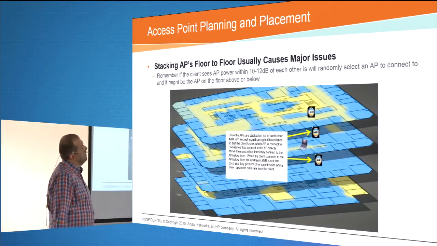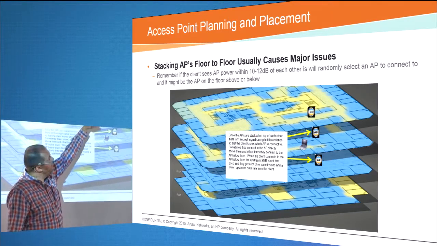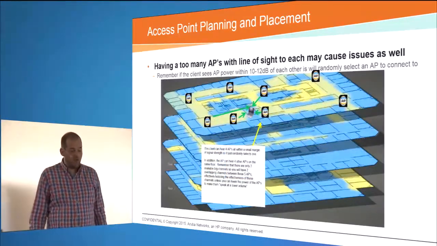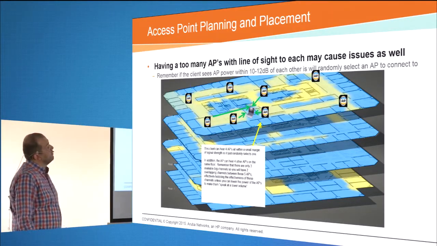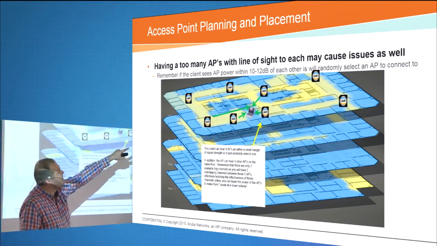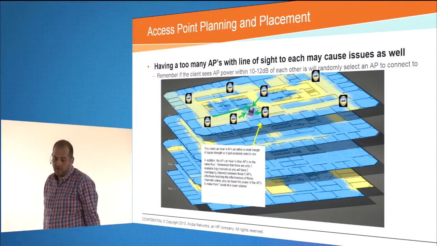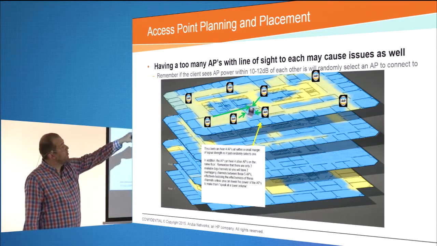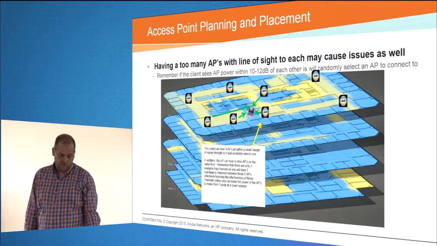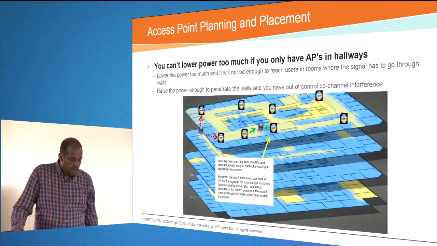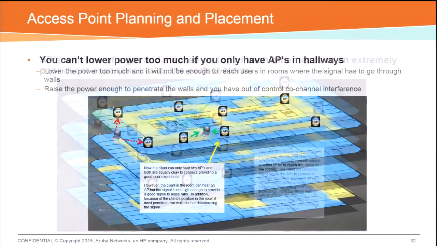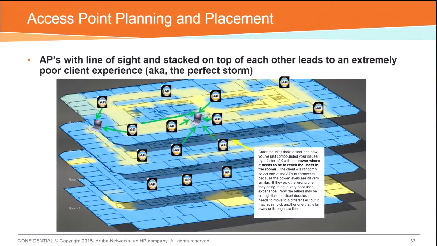Also, if you have multiple floors, it turns out that putting the access point at the same location on every floor is worse than staggering them over the different floors. Access points in the hallways, there are situations where you can't get out of that situation. If you can avoid it, do avoid it, because all access points in one line will cause huge numbers of co-channel interference. Putting the access points in the rooms will improve that behavior.